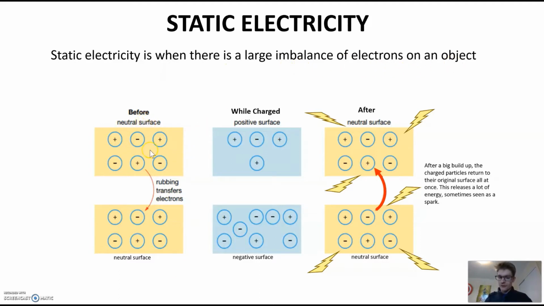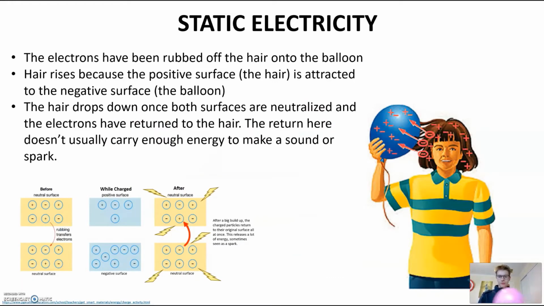Here we've got one surface being rubbed onto another. One surface becomes positively charged because there's an imbalance of electrons. There's fewer electrons. This one is negatively charged. It's got more electrons. This is while it's charged, while there is energy in there. After that, we see the electrons returning to their original spots, and in that, we see a large release of electrons. That is when we see the spark or the little zap that we normally associate with static electricity.